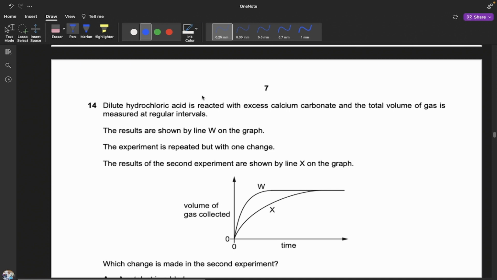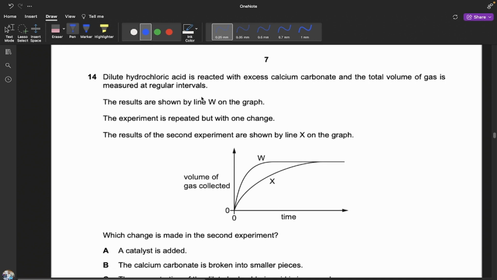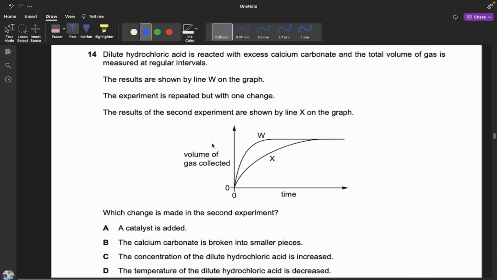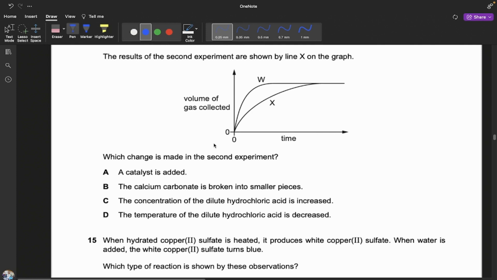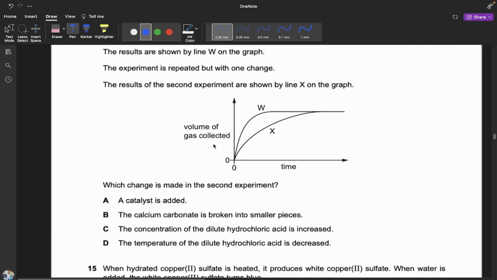Okay. Dilute hydrochloric acid is reacted with excess calcium carbonate and the total volume of gas is measured at regular intervals. The results are shown by the line W on the graph. In this graph, the experiment is repeated but with one change. The results of the second experiment are shown by line X on the graph. Okay, which change is made in the second experiment?